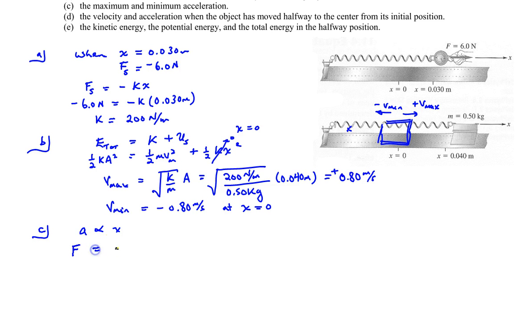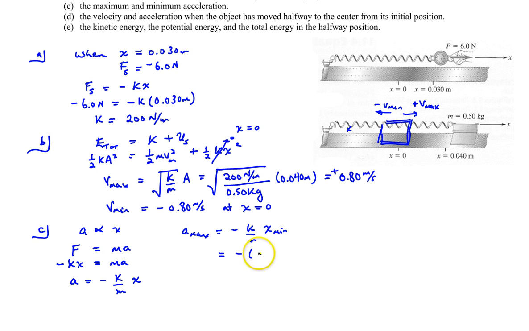We have F equals ma, and then we have negative kx equals ma, and so we can see that a equals negative k over m times x. So to find the maximum acceleration, that is going to occur when we find the minimum displacement. So we really want x to be a negative value.